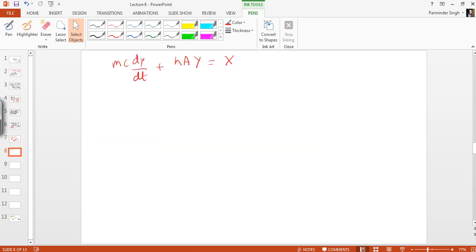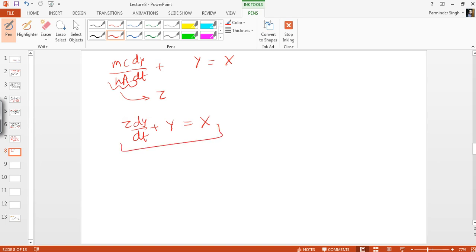Into HAX, sorry, into HAX. Now if you divide this equation by HA, so what do we have? We have MC by HA, and what is this? Let's say this is your time constant, so tau. So this equation becomes tau dy by dt plus y equal to capital X.